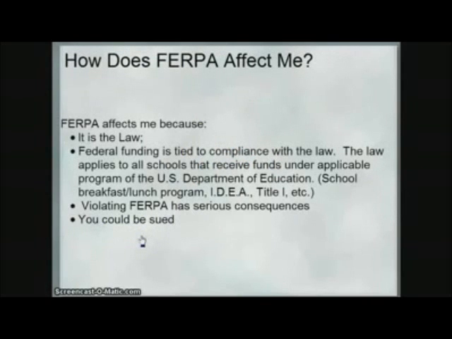How does FERPA affect me? Well, first of all, it's the law, so it must be followed. Second of all, you could be sued, and that would directly affect us.